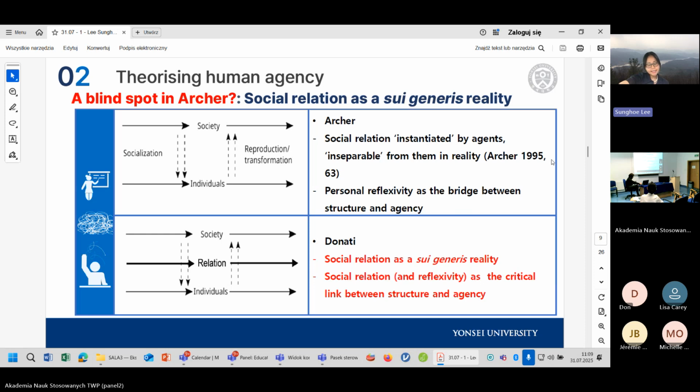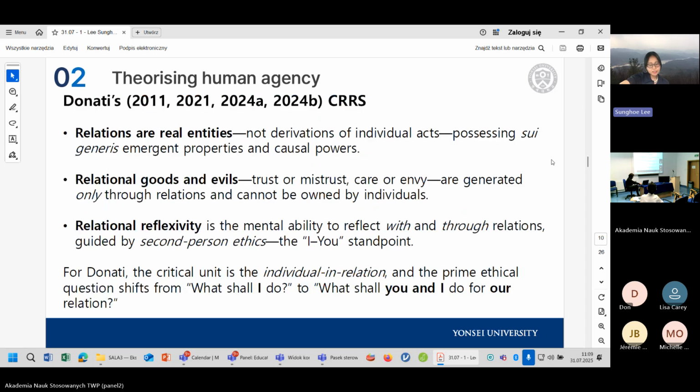Second, social relations generate relational goods and evils, trust or mistrust, care or envy, that cannot be possessed by individuals the way social capital can. Donati argued that relational goods are produced and enjoyed only through relations, not by individuals.